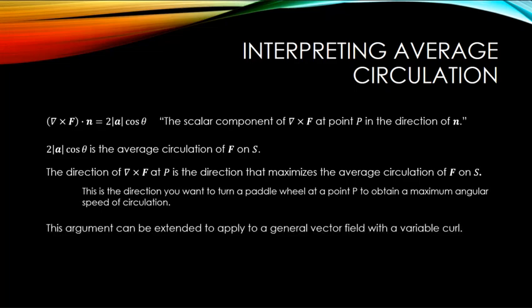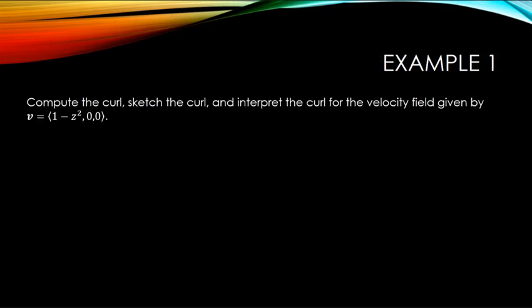This argument for average circulation can be extended to apply to a general vector field with a variable curl as well. Let's work an example. I want to compute the curl, sketch the curl, and interpret the curl for the velocity field that is given by v equals a vector with components 1 minus z squared, 0, and 0.